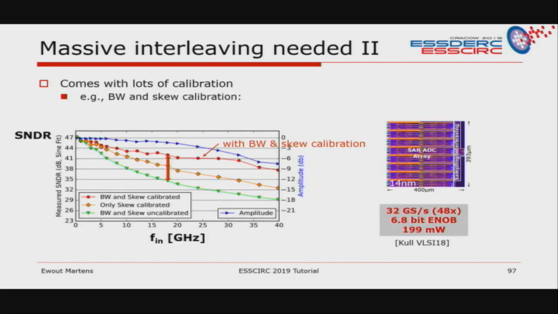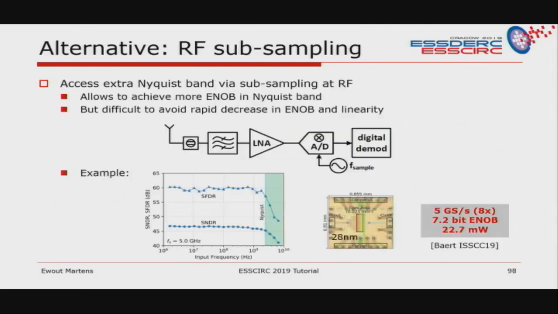Again, it comes with a lot of calibration to calibrate out all the spurs. So here in this example, it's 48 times interleaving to achieve 32 gigasamples, and all bandwidth and skews need to be calibrated out, and even then it quickly drops if you increase the frequency. An alternative might be to go to RF subsampling. So in this example, that has been done to achieve 5 gigasamples, if you look at the second Nyquist band, but you also see that it quickly drops the SNDR.